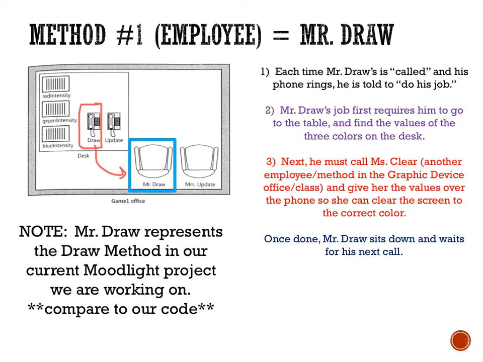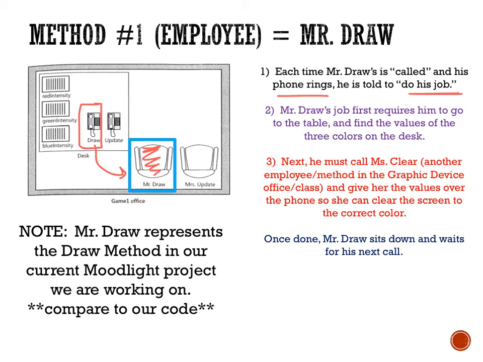So what you'll notice along the side is I have the steps for what will happen, and it starts that each time Draw is called and his phone rings, he's told to do his job. So basically, Mr. Draw is sitting right here in this chair, and when his phone rings, he picks up the ring. He is called. That's where we talked about that method call using the dot method. Somehow he has been called, and every time the phone rings, he's told to simply do his job. So Mr.